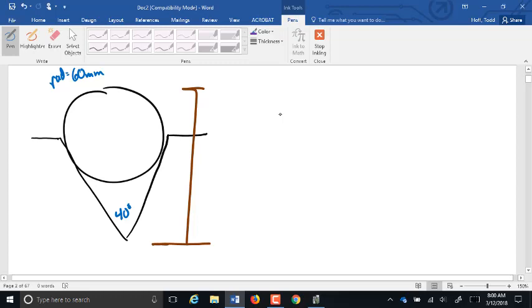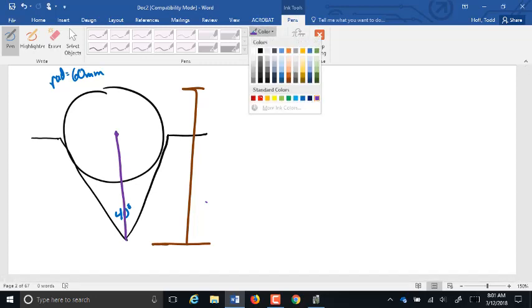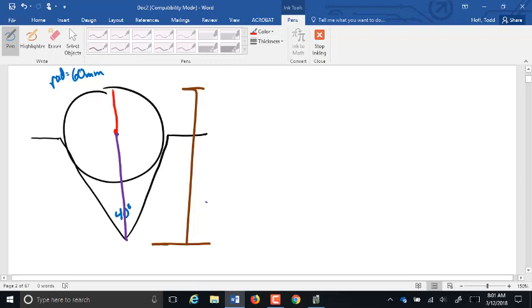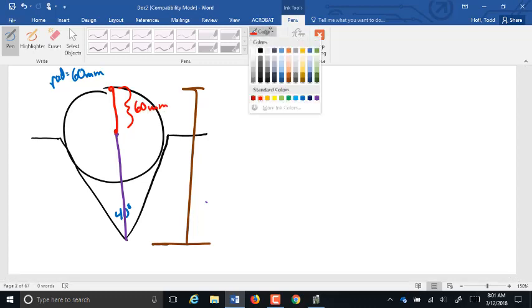Now again, the way we're going to do that is we're going to do it in two steps. We're going to go from the center of the circle down to the bottom of the V. Then we're going to go from the center of the circle to the top of the circle. Well, we know that piece is how big? 60, just the radius of our circle.